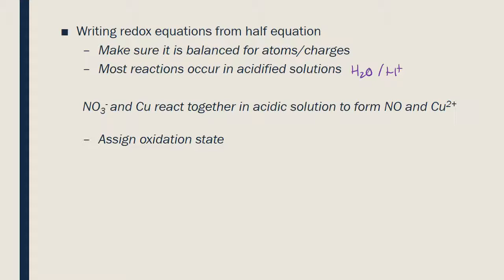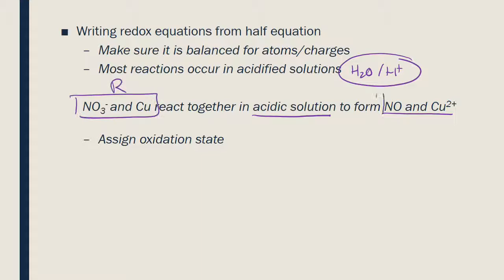So here we have an example. NO3- reacts with Cu, and they react together in an acidic solution, and that allows us to use water and hydrogen ions to form NO and Cu2+. Here we have our reactants. Here we have our products. Problem is, we don't know what the electrons are doing, where the oxygens are going, and so on. So we're going to take this step by step. The first thing I want to do is draw a rough reaction of what's going on.